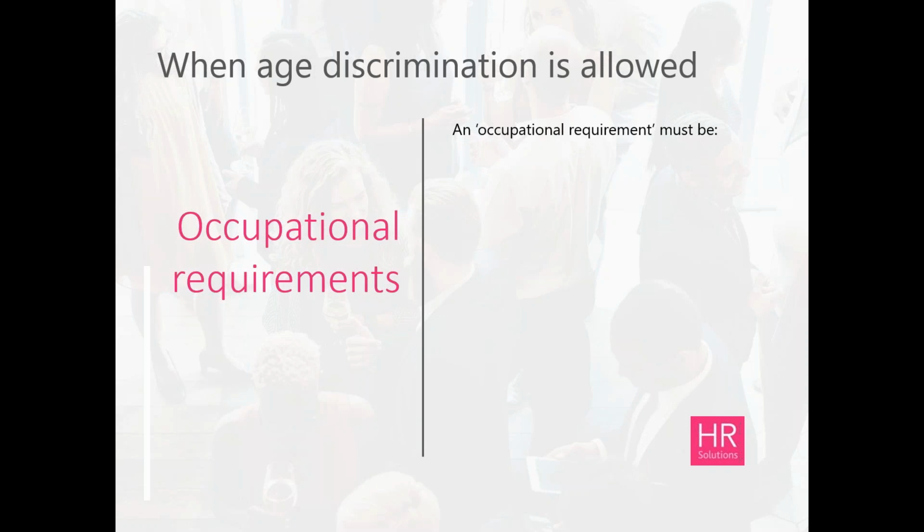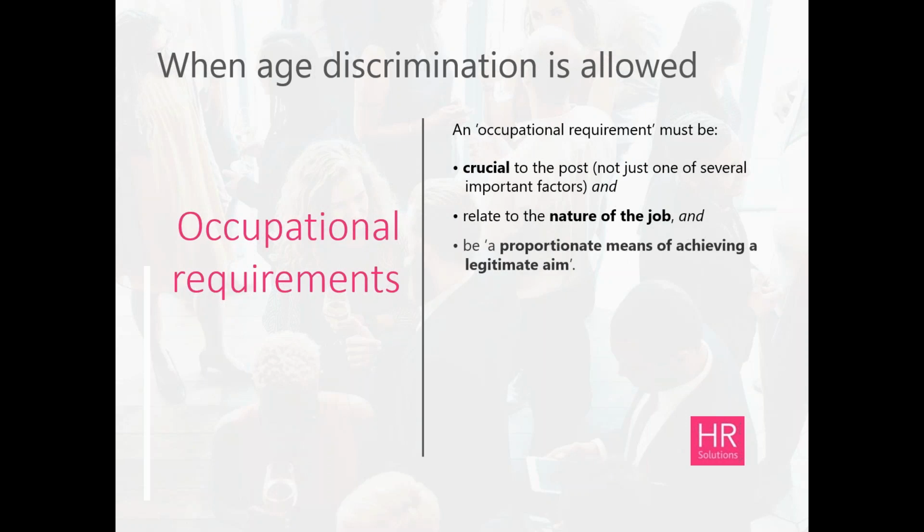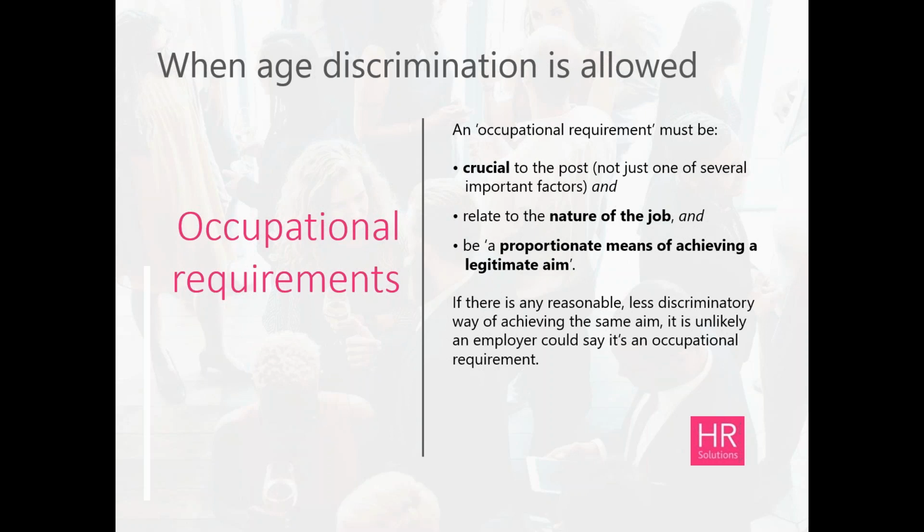Occupational requirements, so we mentioned this earlier. If it's absolutely crucial to the post and the nature of the job, it's inherent, and it's a proportionate means of achieving a legitimate aim, then potentially you can have an occupational requirement for a certain age limit or a certain age for a job. But if there's any possible way that the same aim could be achieved in a less discriminatory way, it's very unlikely an occupational requirement would stand up. A good and quick example of this is needing someone who works in a bar and is going to serve alcohol to be 18 or over. Very quick and easy example there.